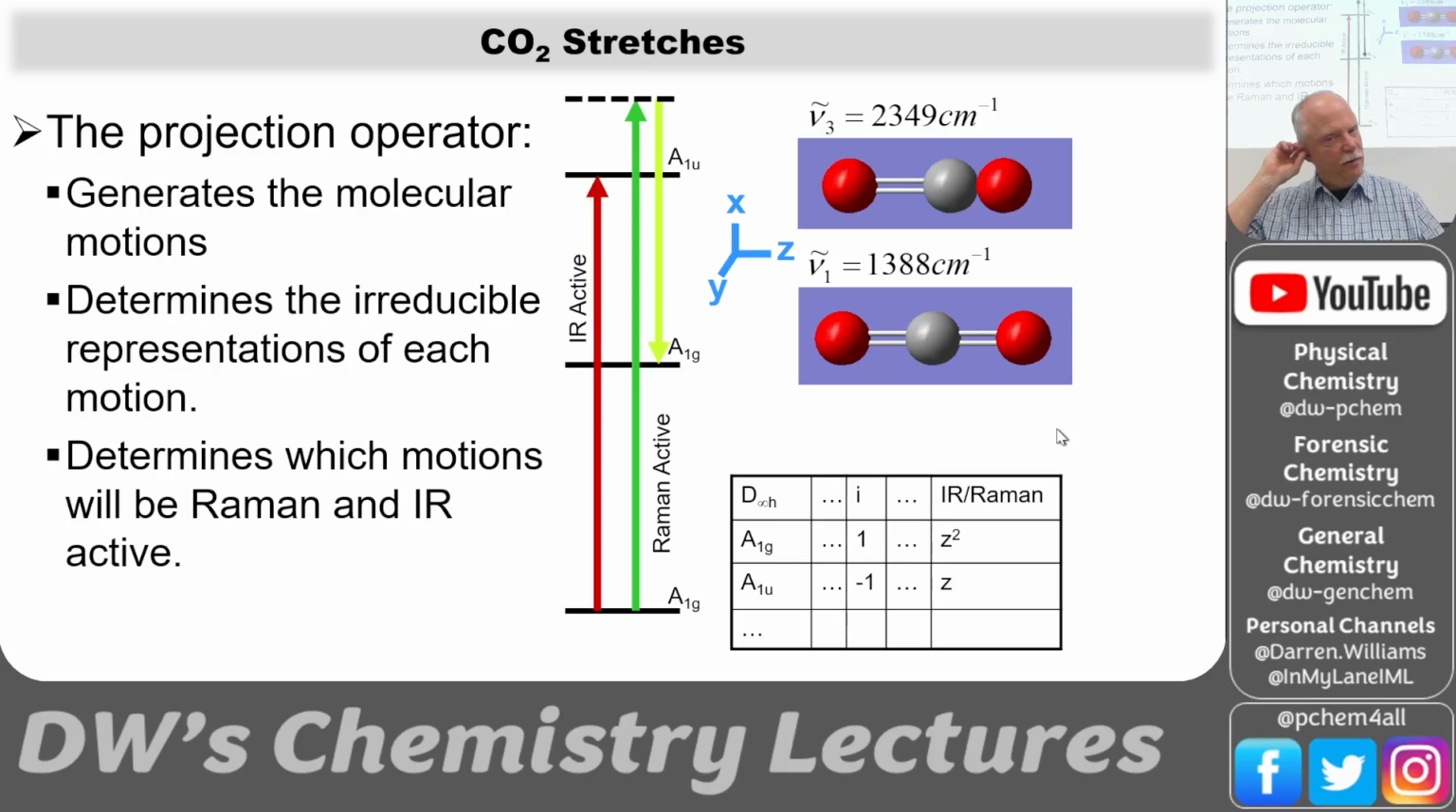It's animated. We have the symmetric stretch and the asymmetric stretch. We could go through the character table and see that this one is moving in the z direction; the dipole is oscillating back and forth in the z direction. This one is symmetric, and so that's like a z squared, and so this is Raman active only because it's A1G. The other one is A1U. All the ground states are A1G.